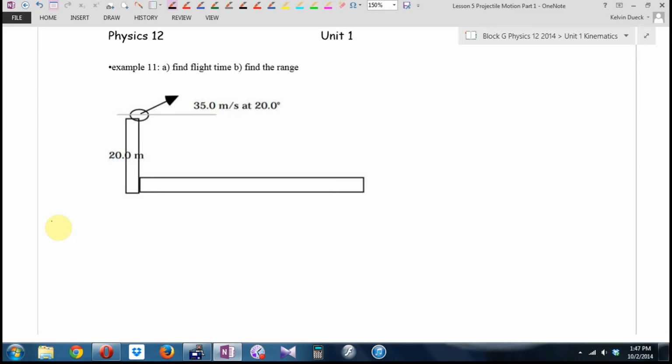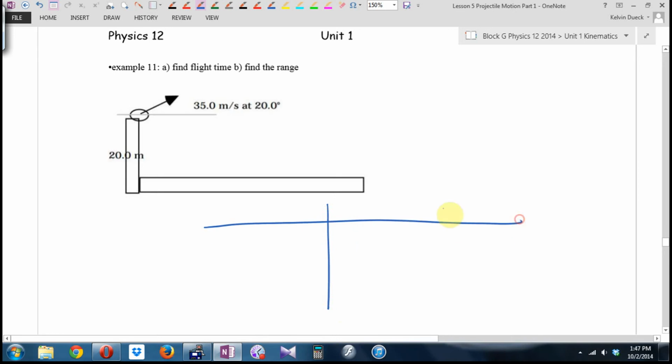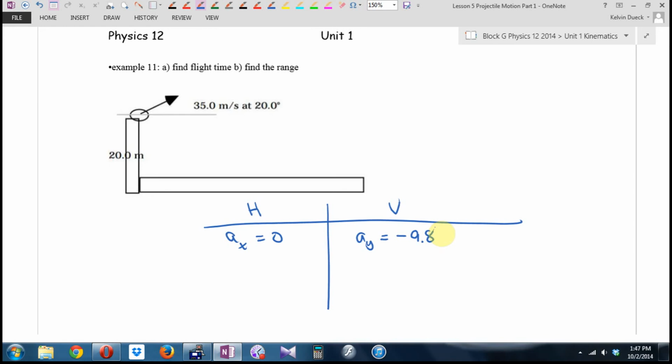I'm going to draw a T-diagram. I want a system that I can fall back on. So I'm going to do my little T-diagram. Horizontal, vertical. AX is nothing. AY is negative 9.8. Check. What else? I'm not doing that yet. I know it's there, but I like to go systematically. There's something else screaming out at me to take a certain approach.